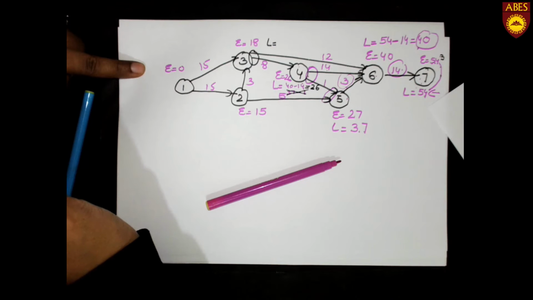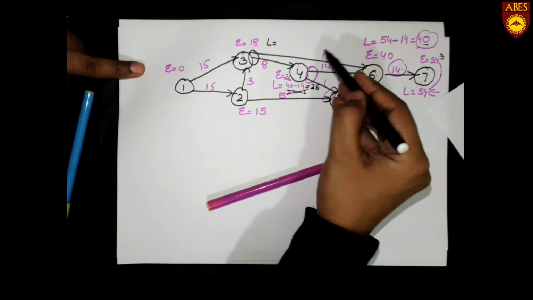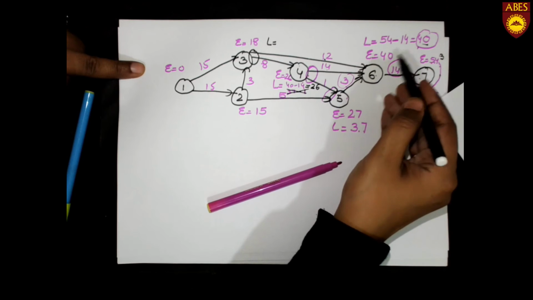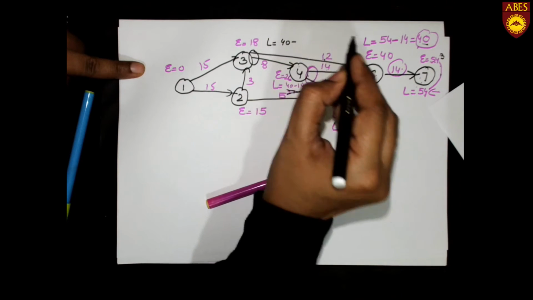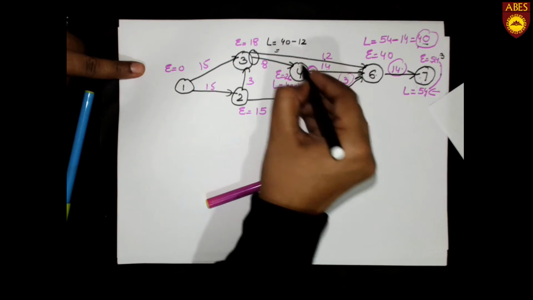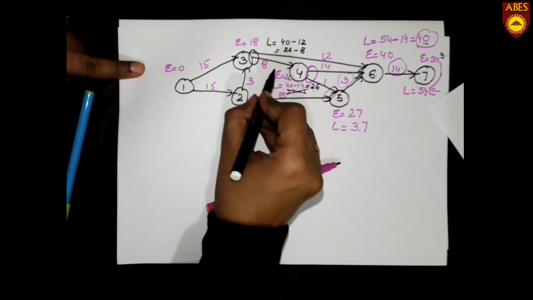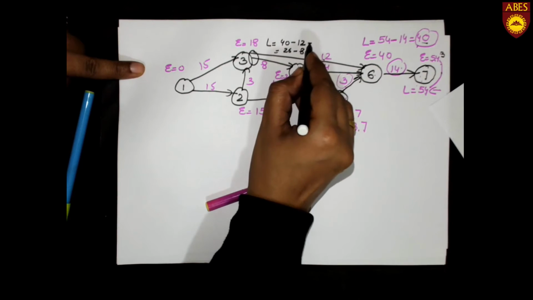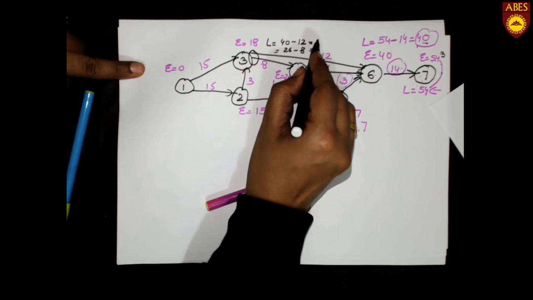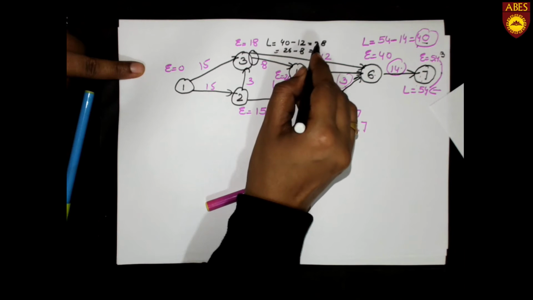So we have to take the appropriate L over 3. L is equal to, now you can see over here, 40 minus 12, the previous event is 6, 40 minus 12. And next is 4, that is 26 minus 8. This 8, 26 is L over here, 26 minus 8. What will be the value over here? 40 minus 12 is 28, or this is 18.